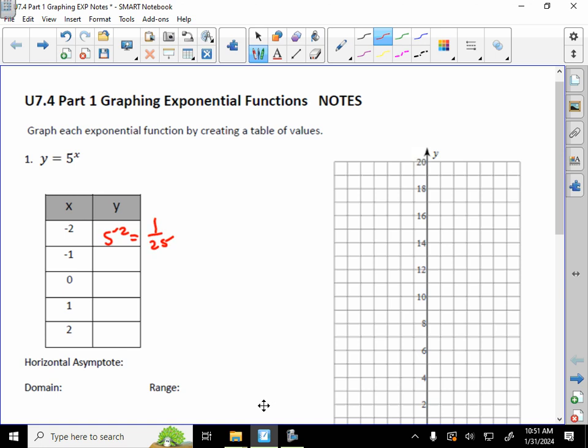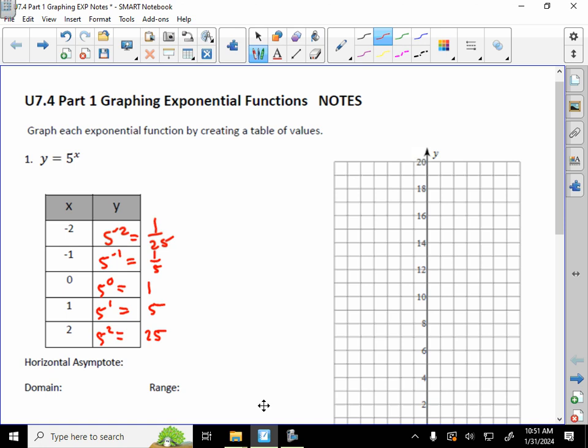And then putting -1 in, that's going to be 1 over 5. And 0 in, that's 1. 5 to the first is 5. And then 5 to the second is 25.